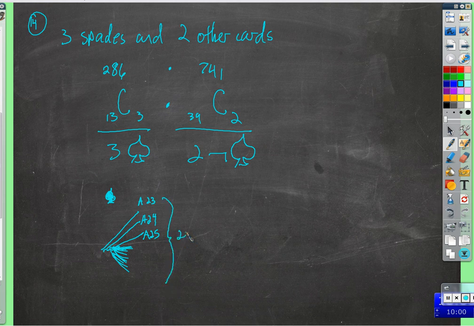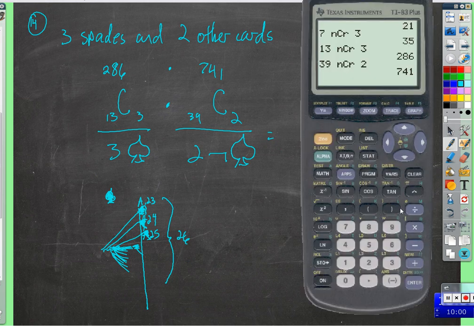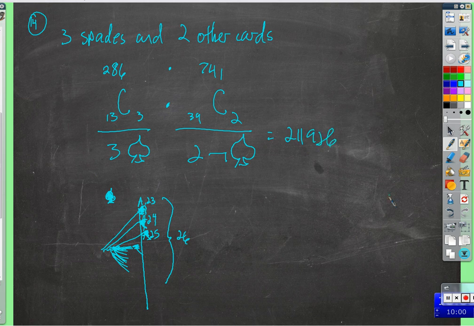And then off of every one of those branches, there are 741 branches. 741 there, 741 there, 741 there. So we have 286 all the way down this way, and each one of these has 741. So we take 286 times 741, which gives us the total. 741 times 286 gives 211,926. Okay, big number.